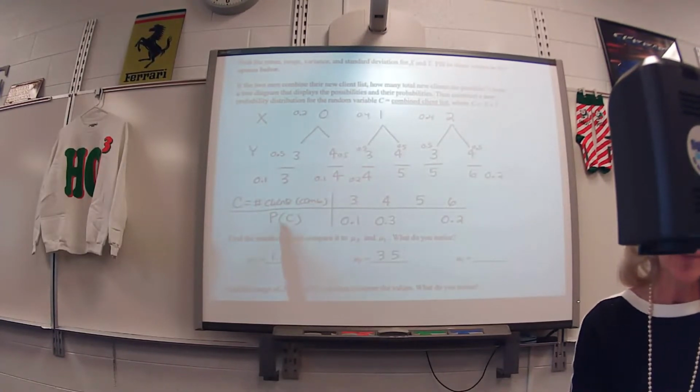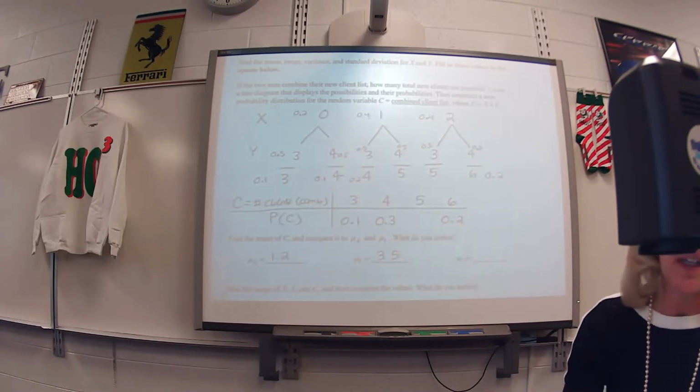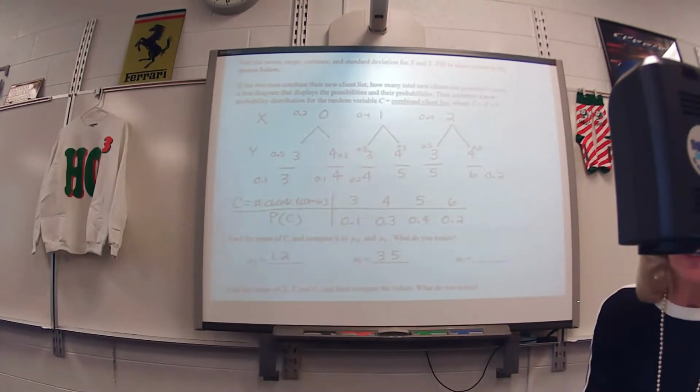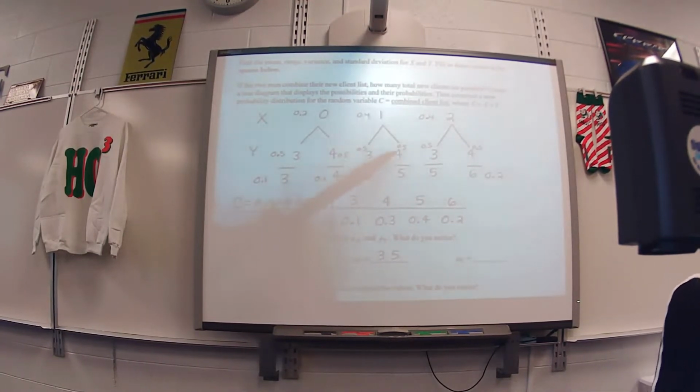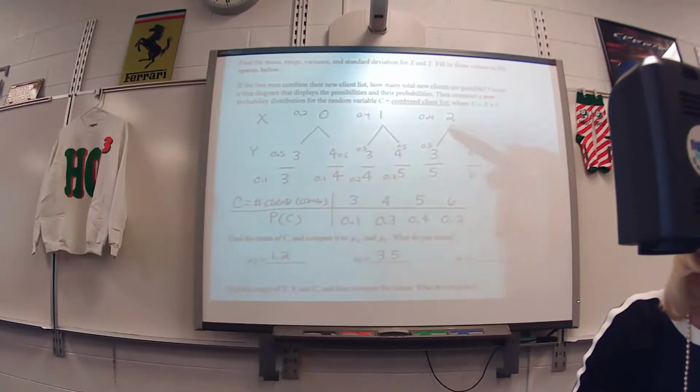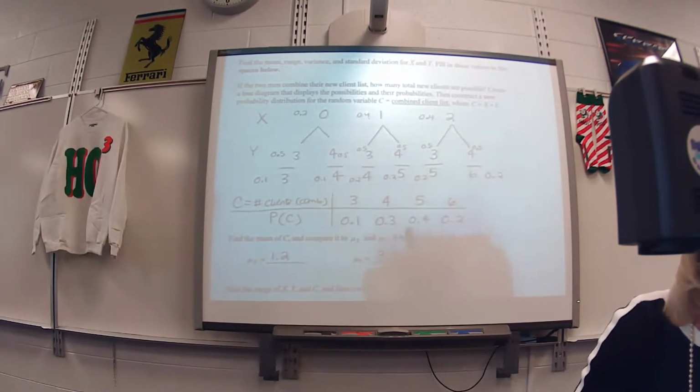Now, if this is a legitimate probability distribution, these all have to add up to 100%. So we have 10, we have 40, 50, 60. This one must be 40%, which we can confirm because this would have been half of 0.4, so this would have been 0.2. This would have been half of 0.4, this would have also been 0.2, for a total of 0.4.